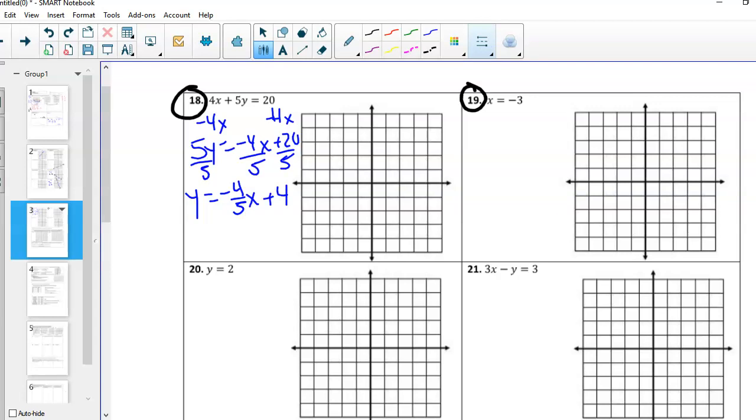Or you can solve for your x and y intercept by covering up one term, setting the other term equal to whatever it equals. So 5y equals 20, what's y? 4. Covering up this term, 4x equals 20, what's x? 5. You can graph those 2 points and make a line, or you can use this and make your line. In this case, I think they both end up at the same place. That doesn't always happen.